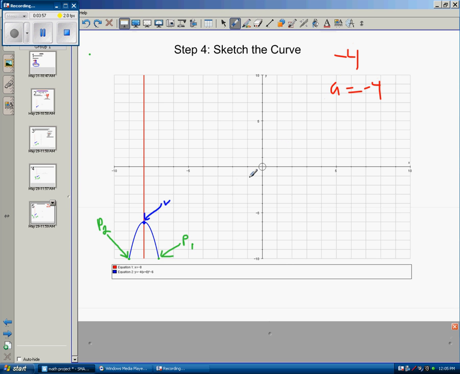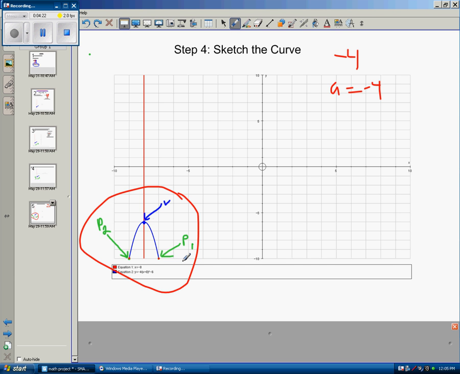As you can see, P1 and P2 both go over 1 unit, either right for P1 or left for P2, and they're both going down 4 units. So you're going to want to sketch it in a U shape, just like that, connecting all the points. It should look like this, and that's what your final graph should look like.